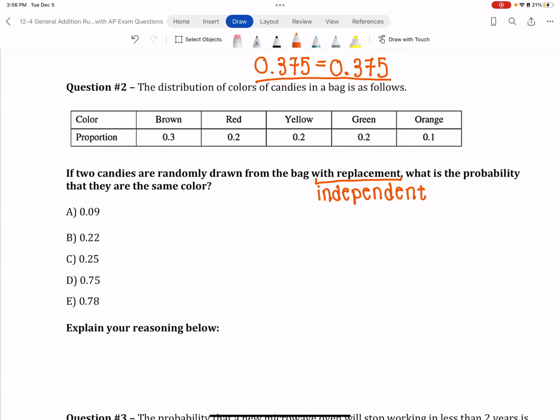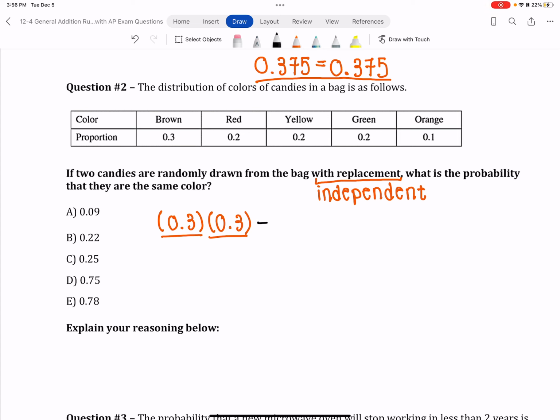So that means that I can now add up all the possibilities of selecting two browns, which is 0.3 times 0.3. One event is independent of the other event, so if I go into the bag and try to draw out another brown, it will have the same probability. So it will still be 0.3.